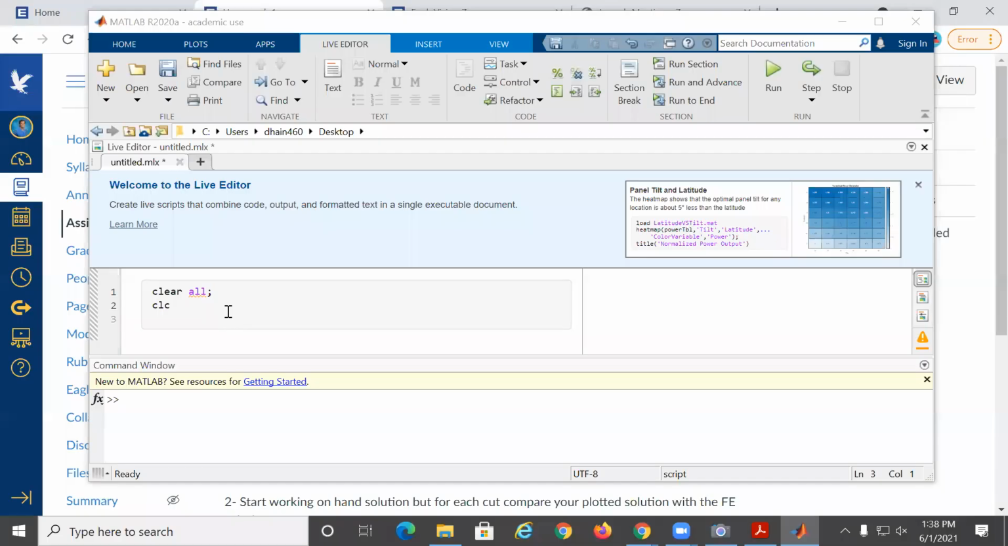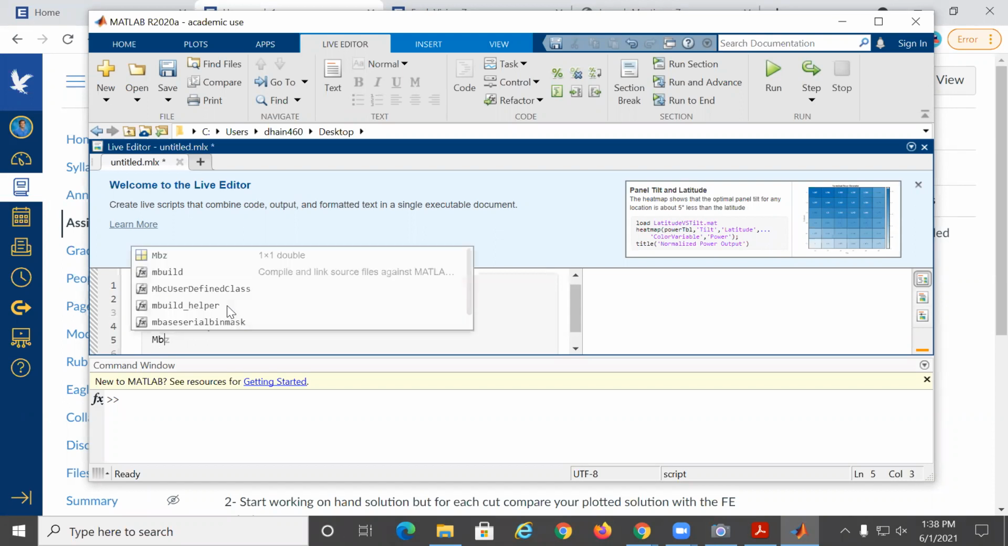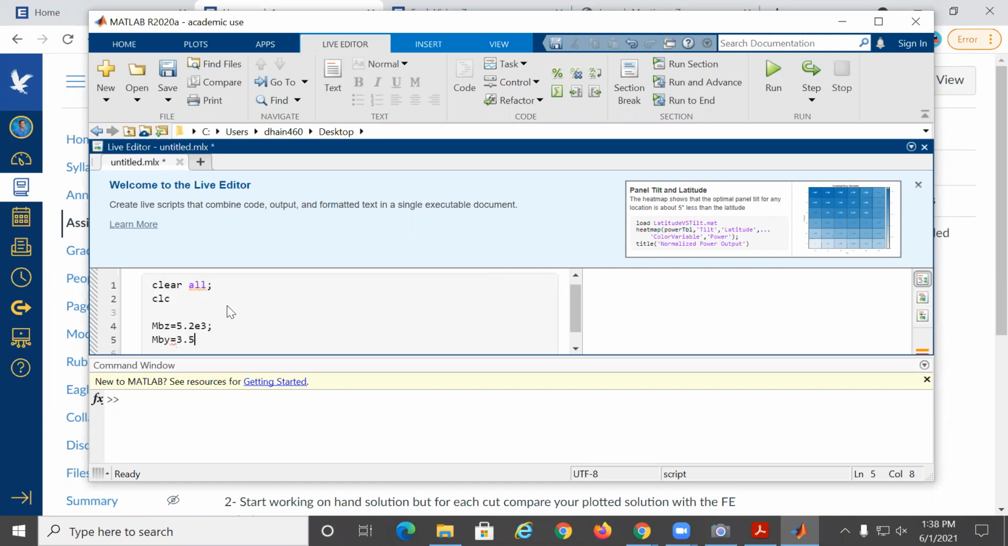I'm recording. So now what do we have? MBZ is equal to 5.2 kilonewton. So let me multiply by 3 right away. MBY is 3.6 to the 3.